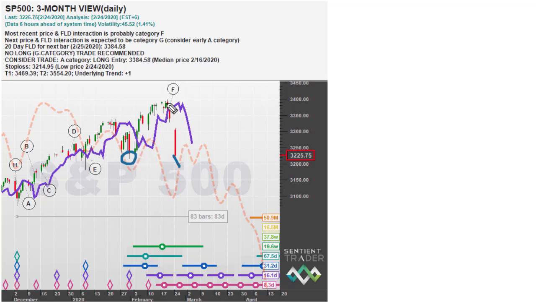What's going to happen next? Well, of course, price is going to come back again. As you can see, according to this, it would be a G category interaction, which means that we wouldn't be interested in a long trade. It tells us to consider an early A category interaction, assuming that the 20-week cycle trough is still ahead of us or is about to form. So as price bounces back up again, we need to watch it very carefully.